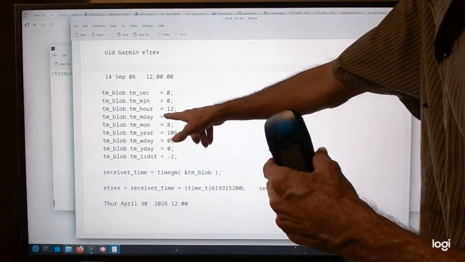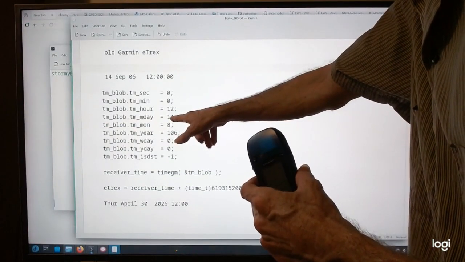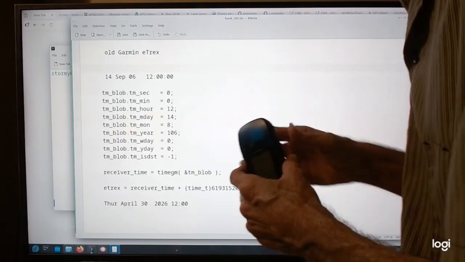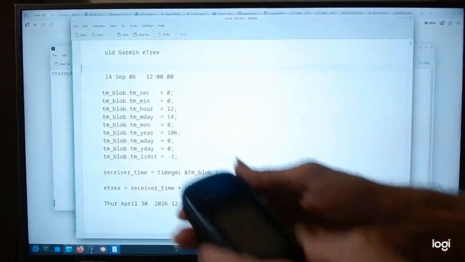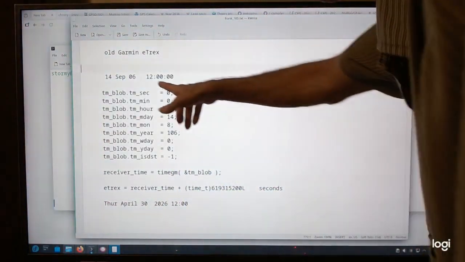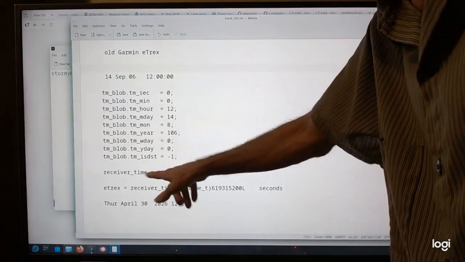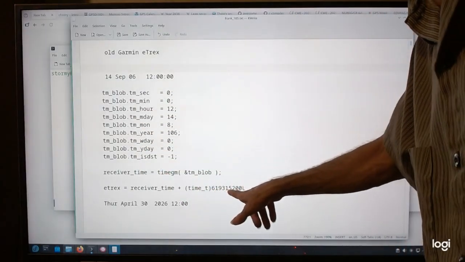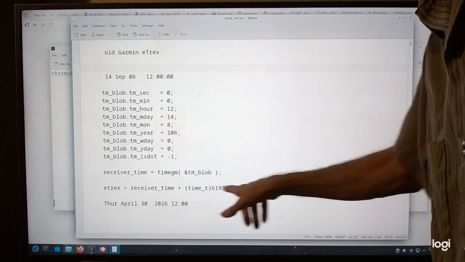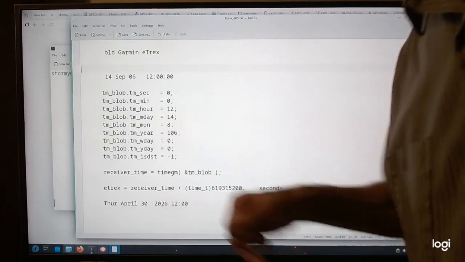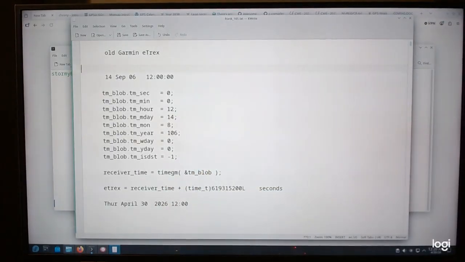So the day is September 14th, 2006. So I'm going to put that in. I put that into my time blob right there, and so if we were to add 619 million seconds, we should get April the 30th. That's right now. Look, see right here.